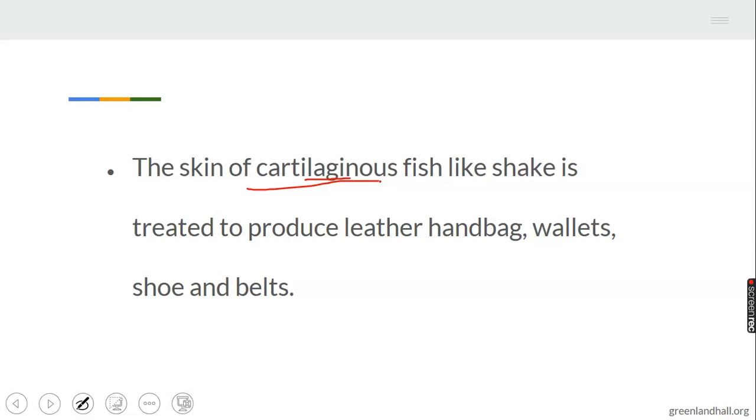Cartilaginous fish, remember we said their skin is shining. They are made up of a shiny elastic substance called cartilage. So the skin of these cartilaginous fishes is mainly used in the production of leather bags. When you see some leather bags shining, attractive to look at, take your mind down to cartilaginous fish like shark. They are used in production of these shining leather bags, belts, wallets, shoes, and so on.